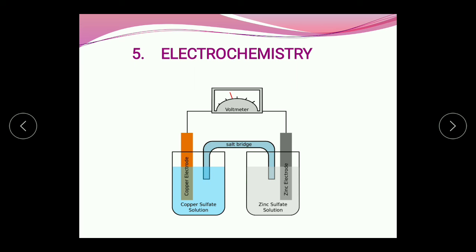We also learned the relation between K and lambda. What is K? It is the electrical conductance of 1 cubic centimeter of solution. And what is lambda? As I told you, it is the conductivity of 1 mole of an electrolyte. And the relation between these two is given by Kohlrausch, and it is lambda equal to K upon C.